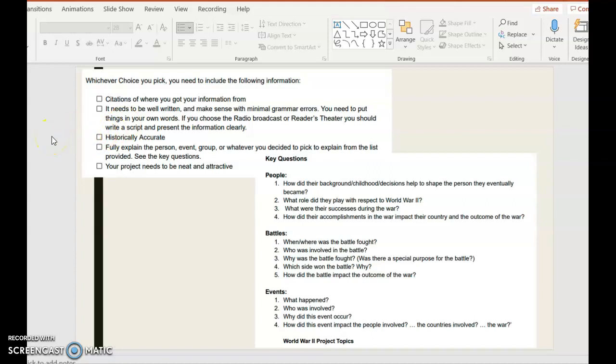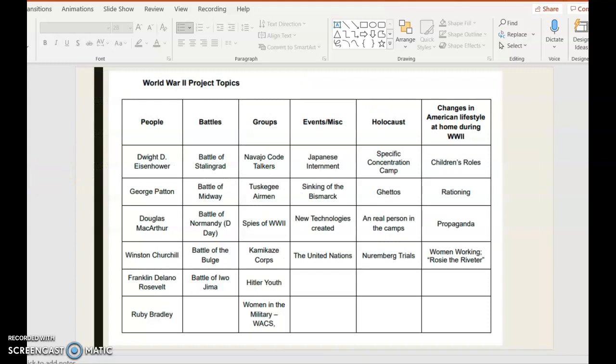It needs to be historically accurate. Your people can be made up, but the events that happen need to be real events, or whatever happens needs to be a real happening. It needs to fully explain whatever your topic is, and it needs to look nice. So your topic choices are any of these. You can choose one of these to do your Reader's Theater about. And everything needs to revolve around that topic.